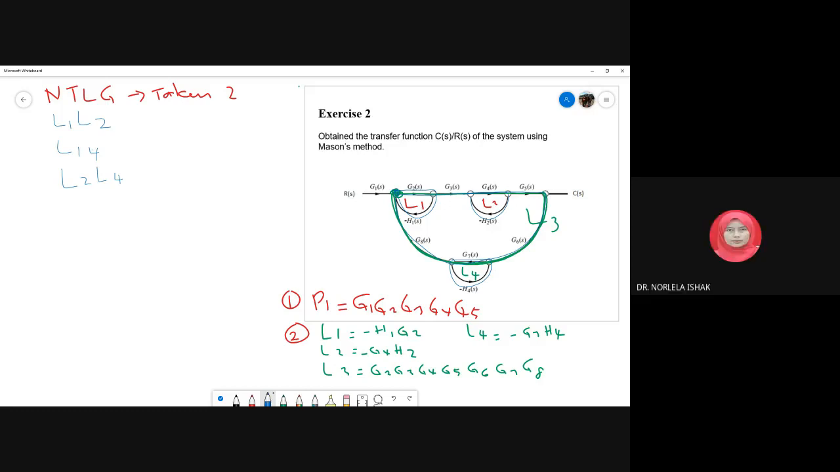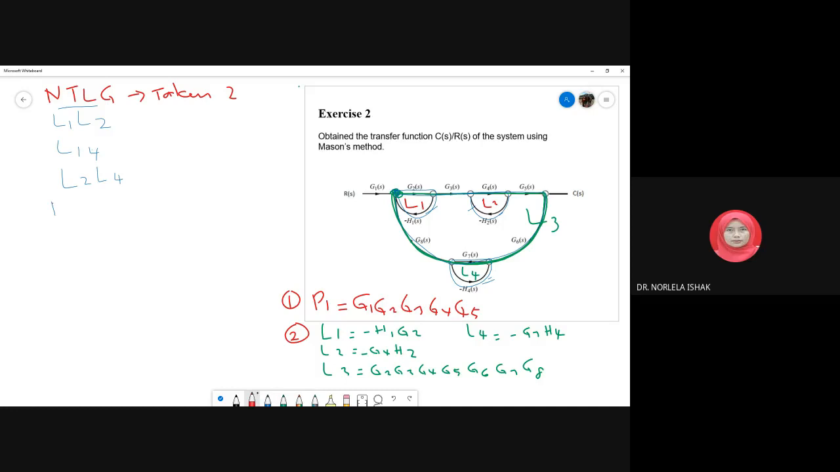Yes. Okay. We want to define non-touching loop gain, meaning L1 non-touching with this, and L1 non-touching with L4, L2 non-touching with L4. Is it? Is it correct? We have a three. Yes. Taken 2.